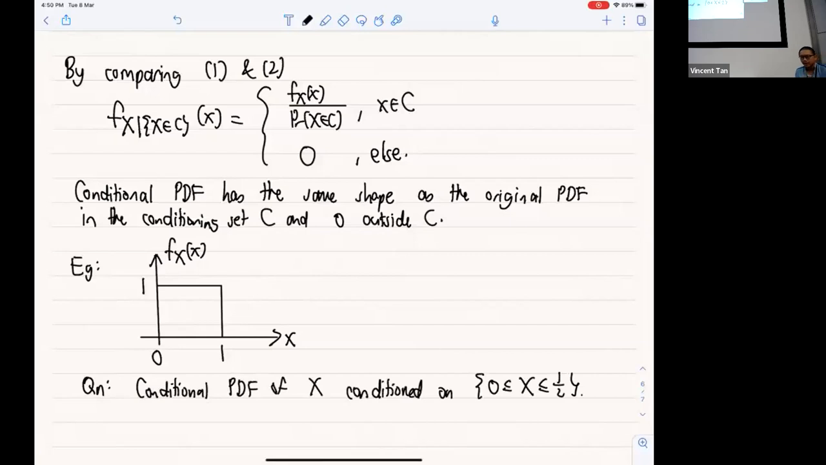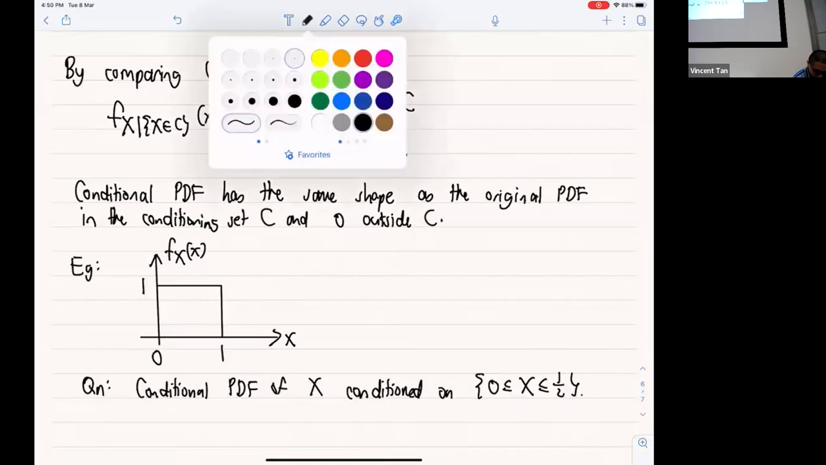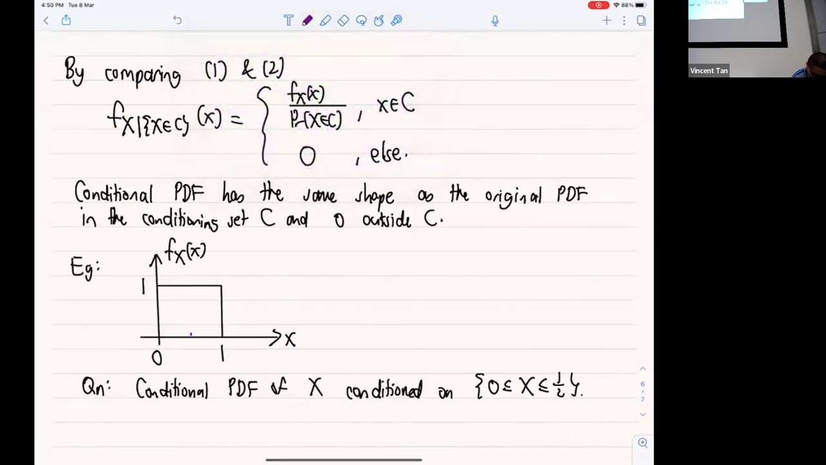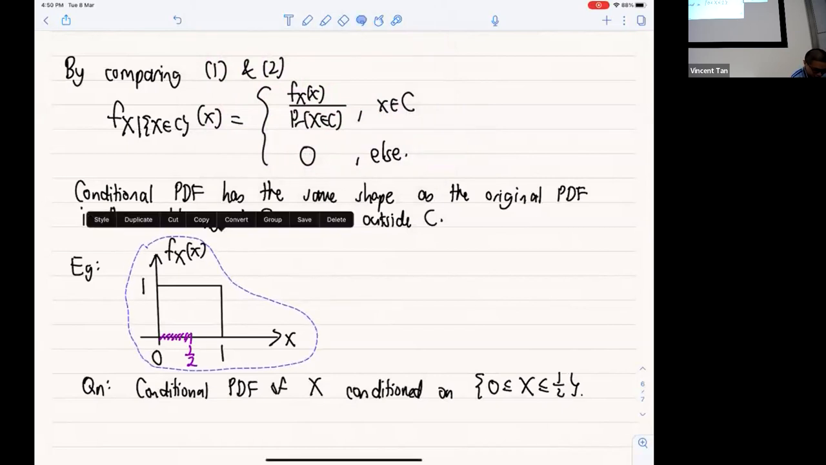So someone told us that the realization of X is between 0 and half. I know for sure that X is between 0 and half, even though X can be between 0 and 1. So I actually run the experiment, but David told me that in fact, X is some number between 0 and half. How does that bias my belief about the distribution of X, the probability density function of X? He told me that he actually observed the outcome, and the outcome is between 0 and half. So how does that alter my belief of X upon hearing this message?